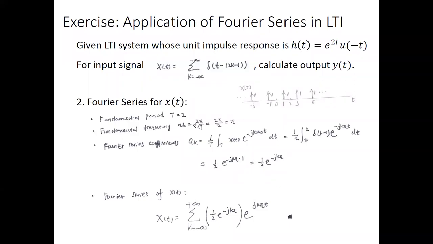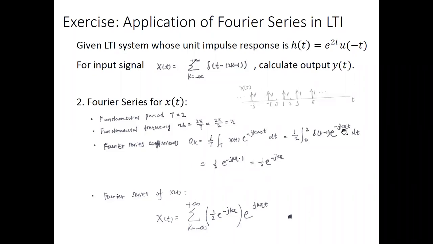Let's look at the calculation of the Fourier series for x of t. The fundamental period capital T is 2 because the distance between two consecutive impulses is 2. Therefore, the fundamental frequency omega 0 is pi, right? Because 2 pi divided by 2. And the a_k is calculated using the standard formula. Don't forget this 1 over capital T, which becomes 1 over 2 in this example. We select an interval with length capital T. In this example, we select the interval from 0 to 2 so that it completely contains the impulse that occurs at time 1. And this impulse in that region is expressed as delta of t minus 1 because it occurs at time 1.